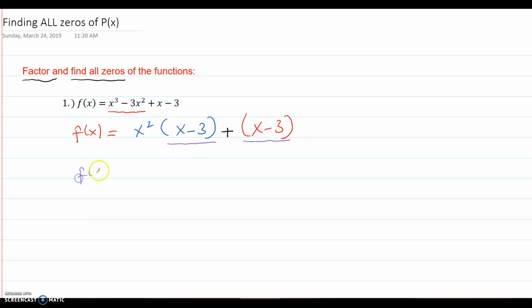So we can rewrite the function by taking out x minus 3 in parentheses. From the blue terms, we are going to be left with only x squared. From the red term, we're going to be left with the term itself, plus 1. Okay, so this is the factored form. You got some points so far.